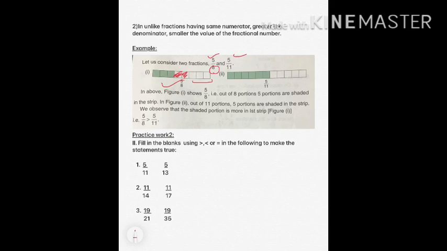So we concluded that if the numerators are the same, then the fraction whose denominator has the lesser value will be greater. In this, both the numerators are the same, and 11 is smaller than 13, that means this is a greater fraction. In this is a greater fraction. In this is the greater fraction.